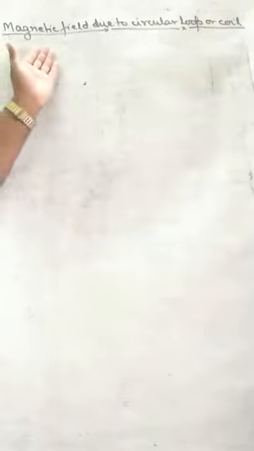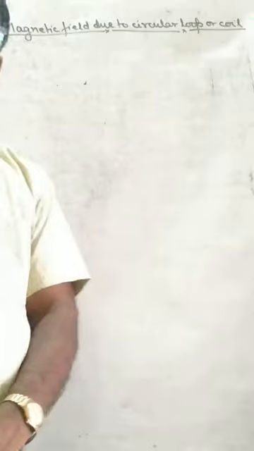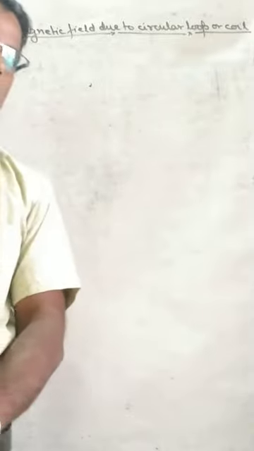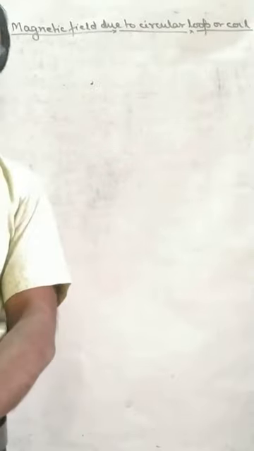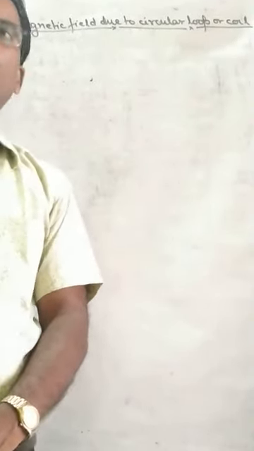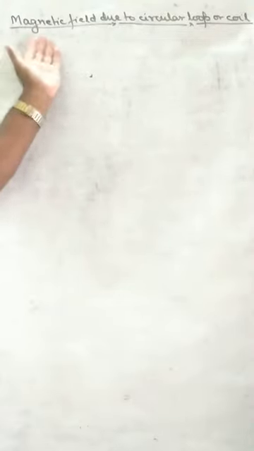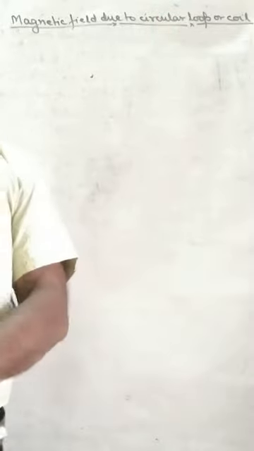Today I am going to start magnetic field due to circular loop or coil. Before this chapter, we studied magnet, types of magnet, property of magnet, magnetic field due to earth magnetism, and after this I discussed magnetic field due to straight current carrying conductor, factors affecting the magnetic field in a straight current carrying conductor, and how to find the direction of magnetic field in a straight current carrying conductor. Our next point is magnetic field due to circular loop or coil.